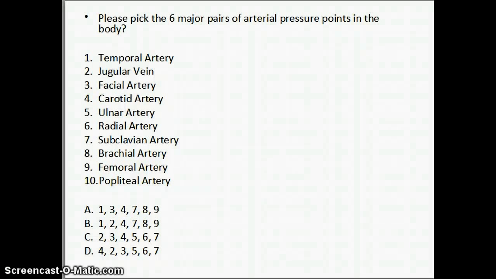So for this question, we're looking at 6 major pairs of arterial pressure points in the body. Pressure points being areas that you would put pressure in order to stop an arterial bleed. The key thing to remember is that arteries, again, carry blood away from the heart.